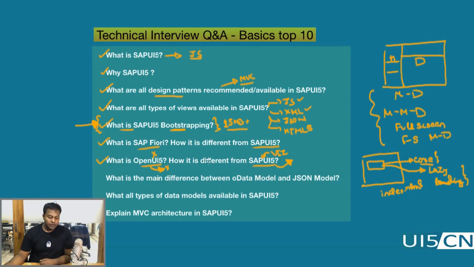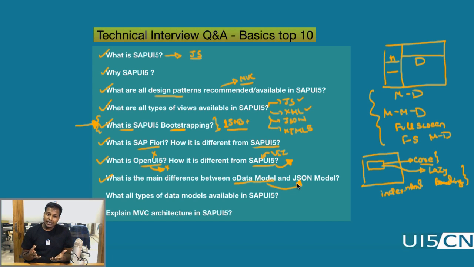Now the next question is, what is the main difference between OData model and JSON model? So this is a trick question because most of the time as a developer, you might have used OData model to get your JSON data within your application. But speaking in a theoretical sense, your JSON model is considered to be a client-side model and your OData model is considered to be a server-side model.